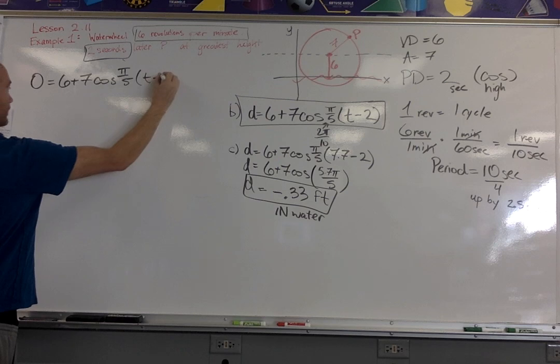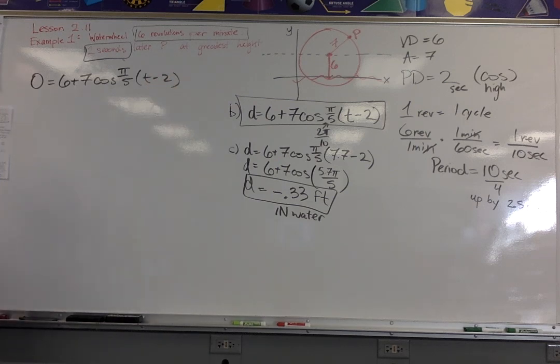Solve for time. So what we want to do first is subtract 6 to the other side, and then we want to divide by the 7. So if I subtract 6, I'm going to have negative 6. If I divide by 7, it'll be over 7.